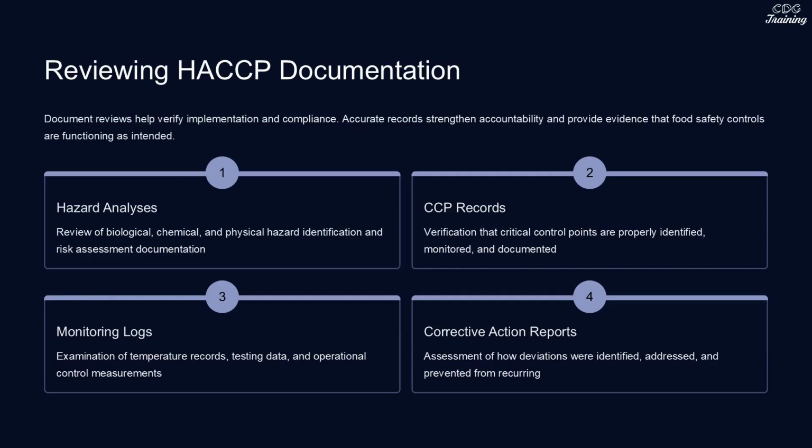Document reviews help verify implementation and compliance. Accurate records strengthen accountability and provide evidence that food safety controls are functioning as intended. Key areas include hazard analyses, CCP records, monitoring logs, and corrective action reports.